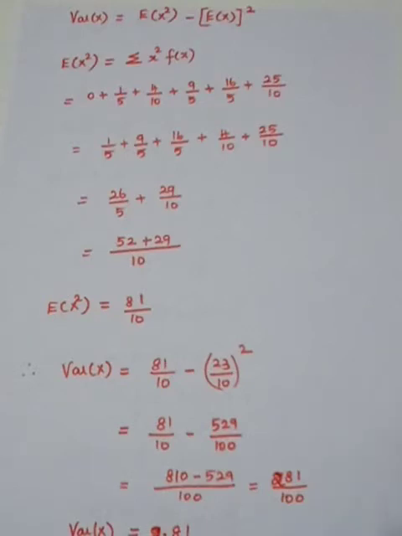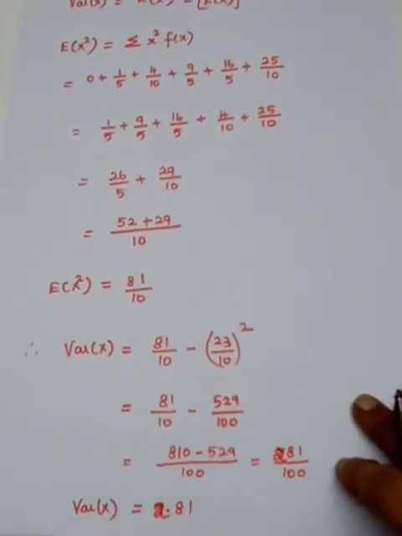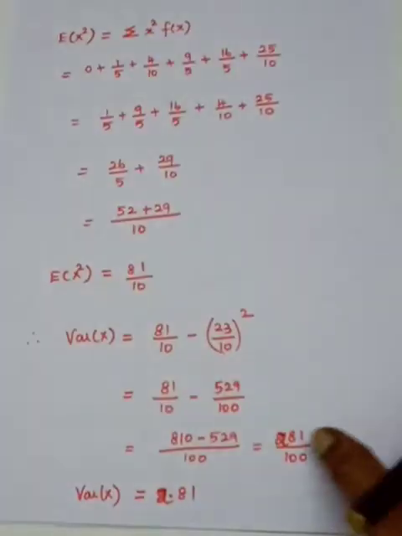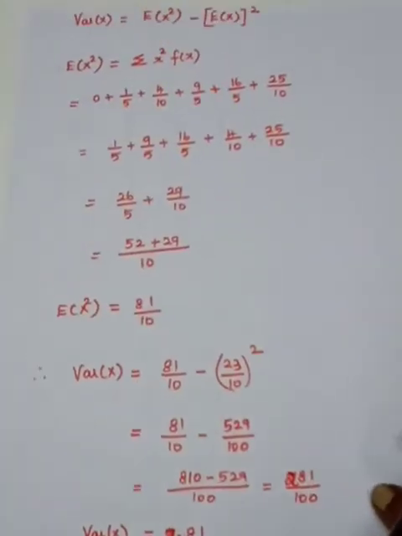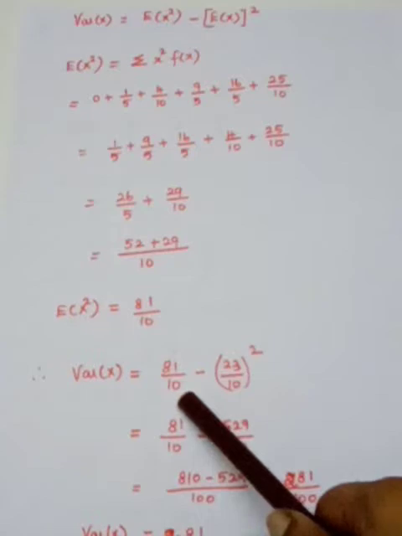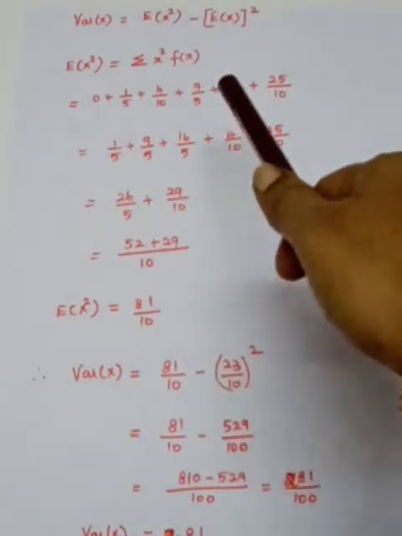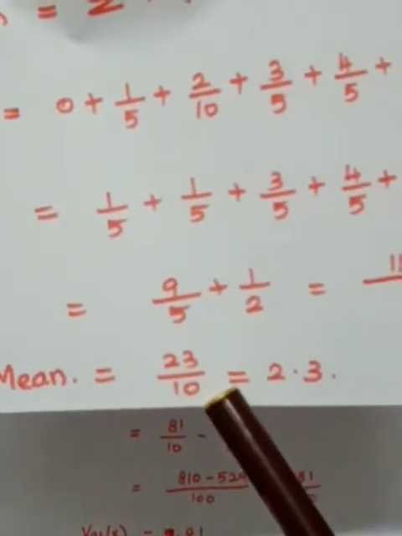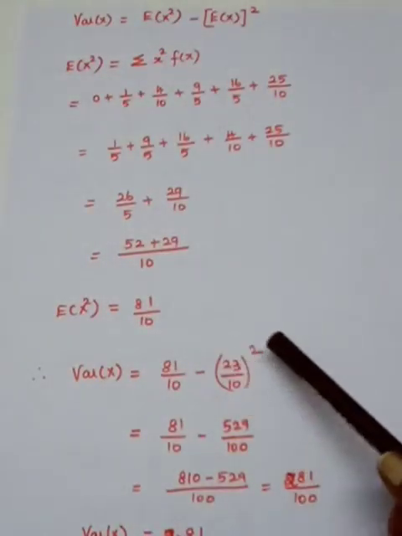Already we have found the mean, that is E of x. So therefore you have to substitute in the formula. What formula? Variance of x is equal to E of x squared minus E of x the whole square. E of x squared we have found what it is? 81 by 10. Okay, minus what is E of x? E of x, that is a mean we have found, 23 by 10. Okay, so 23 by 10 the whole square.